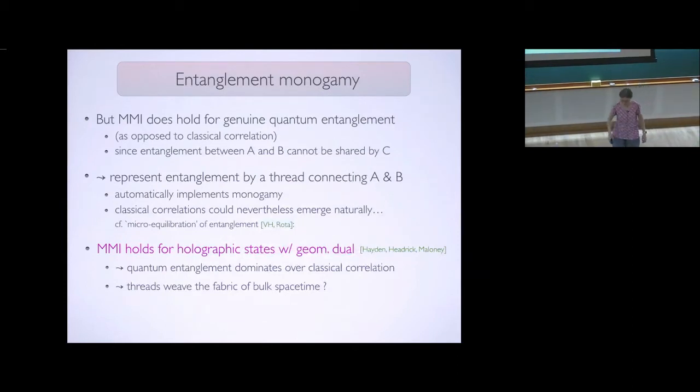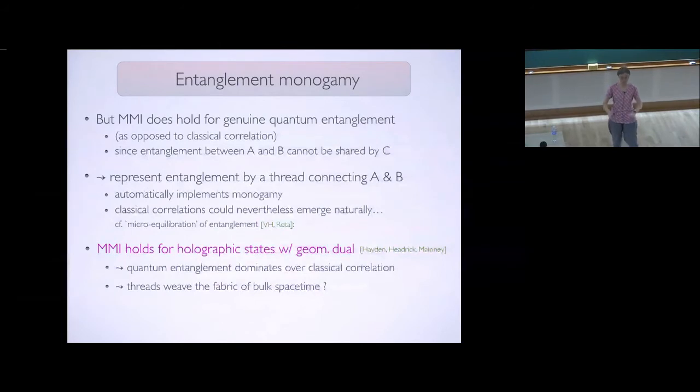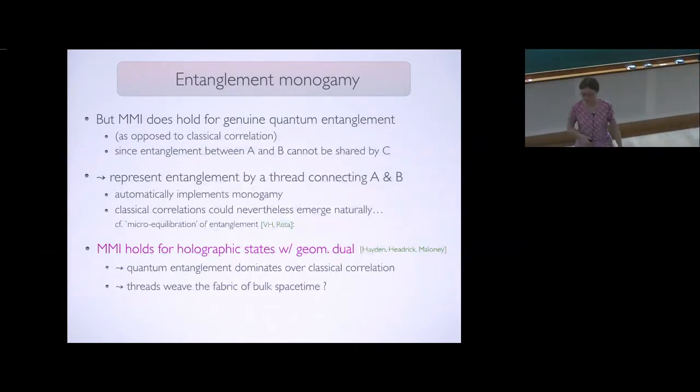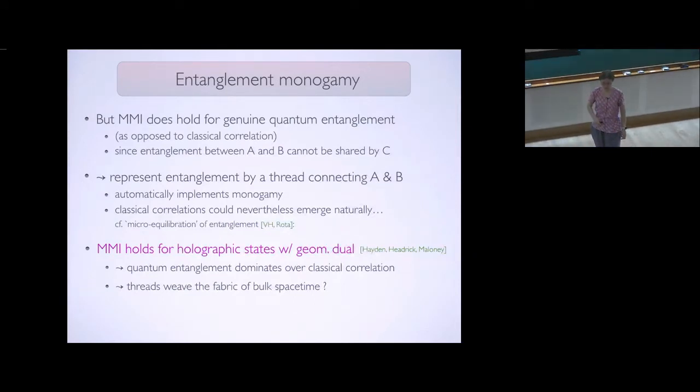As long as they have a geometrical dual. Okay. So all of the talk will be in the regime of large N and large lambda, where we have a classical bulk geometry. That certainly is fine for high excitations. A typical such state will be described by a bulk black hole. And yes, for all such things, monogamy of mutual information holds.